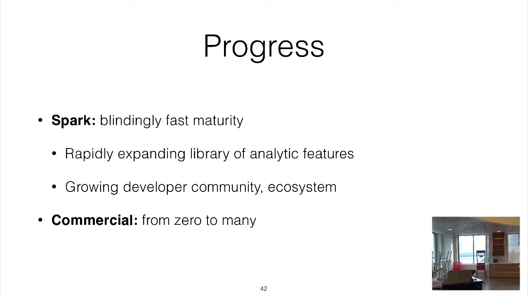Is there a niche for them in addition to Spark? Is there room for multiple open source analytics? I don't see why not, but it remains to be seen.